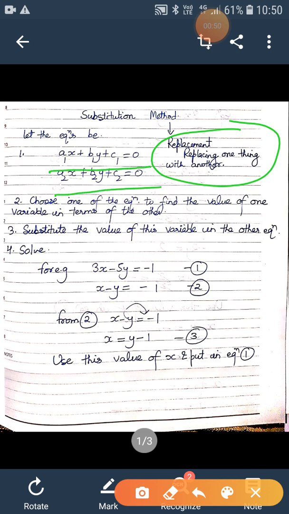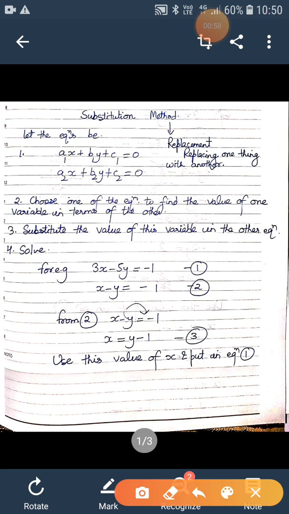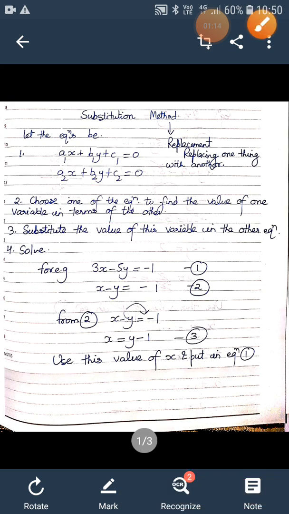What is substitution going to do? Here you can see there are two variables, x and y. We are going to replace one variable with the other variable. That means we have to choose one of the equations to find the value of one variable in terms of the other. As you can see here, there are two equations, a1x plus b1y plus c1 equals 0 and a2x plus b2y plus c2 equals 0. Now, when we have found the value of one variable in terms of the other, we have to substitute the value of this variable in the other equation.